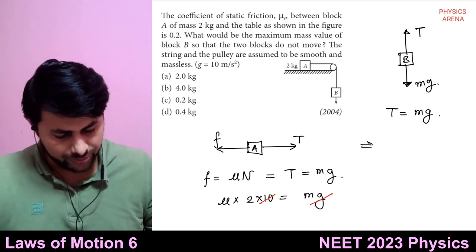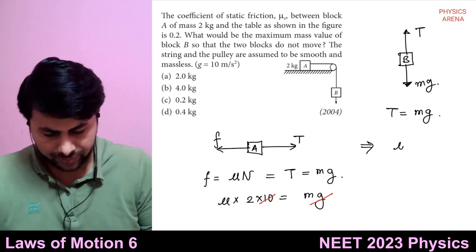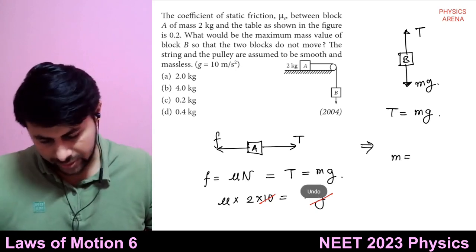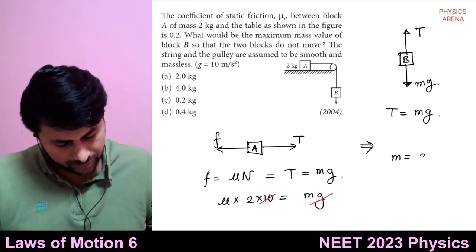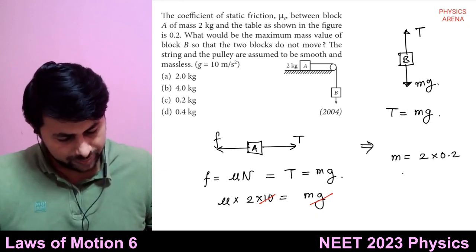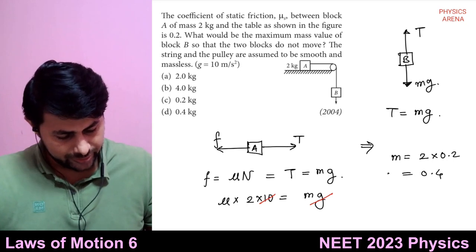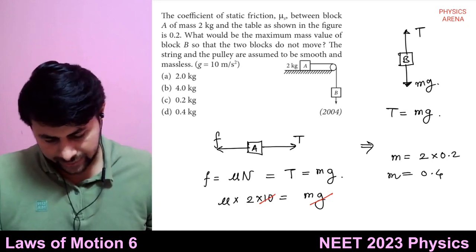So how much is mu? 0.2. Right. So it is 2 times 0.2. 0.4. 0.4 is the answer. Option D.